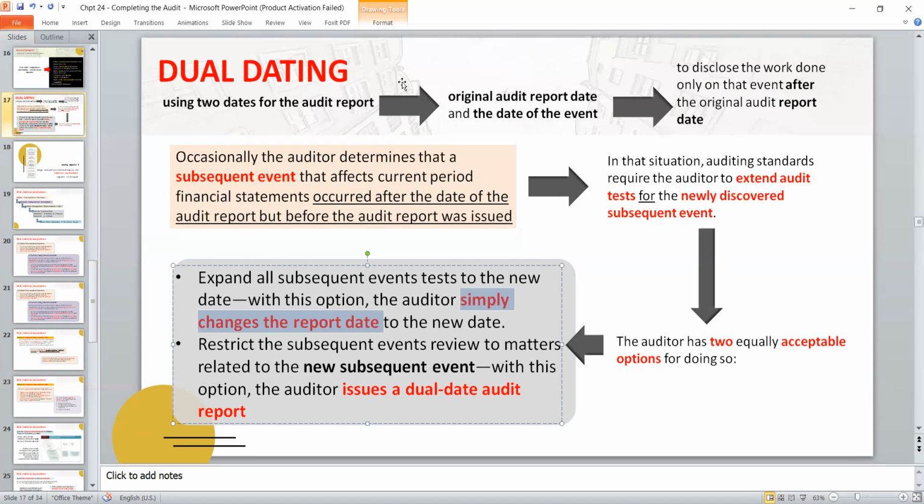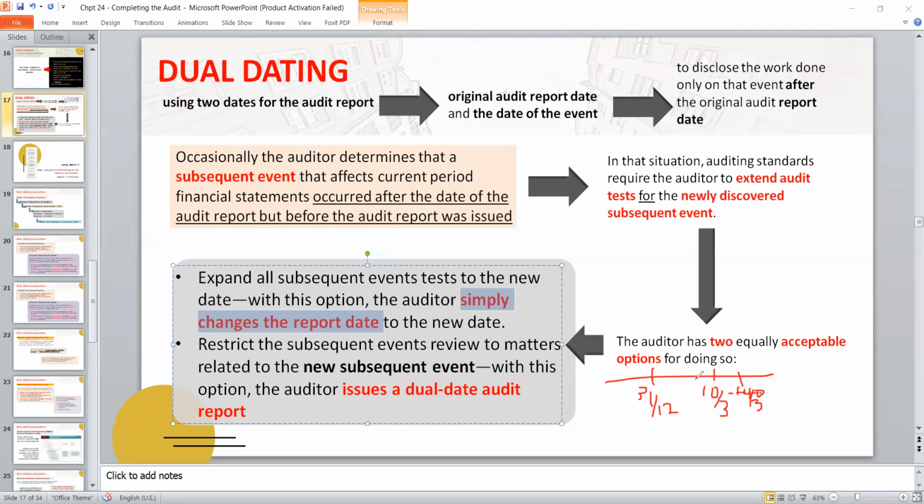So it is like this: 31 December. You plan to have an audit report on 10 March, but during the process of finalizing the financial statement for issue, maybe on 14 March there are some events that significantly affect the financial statement.